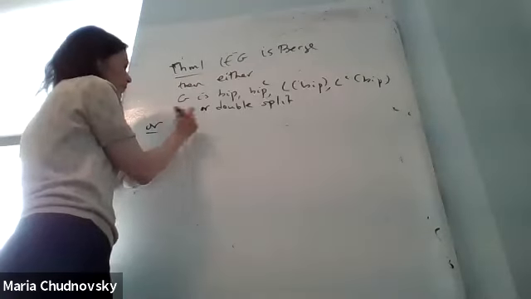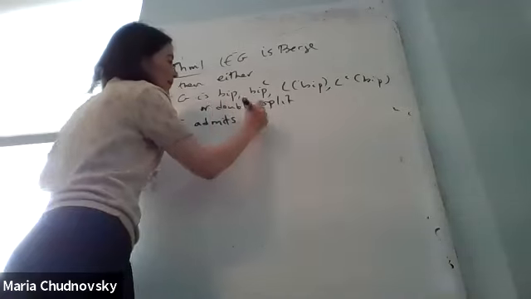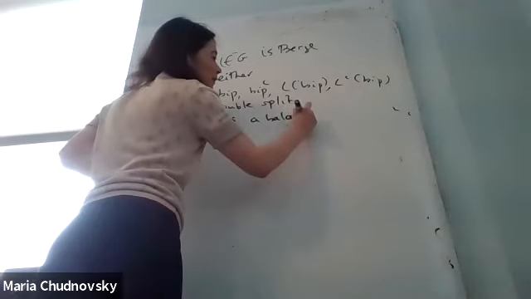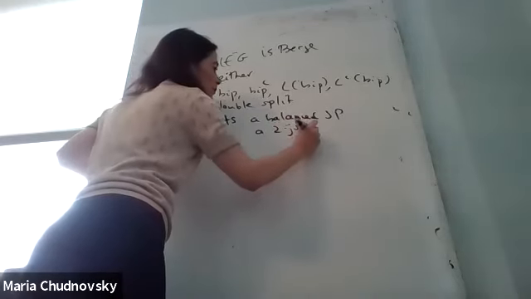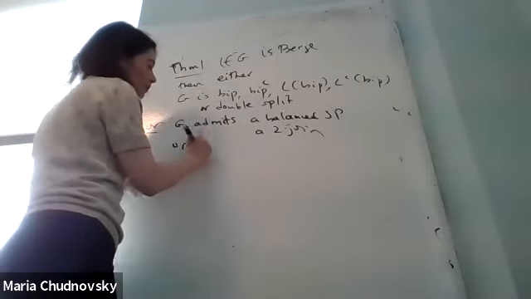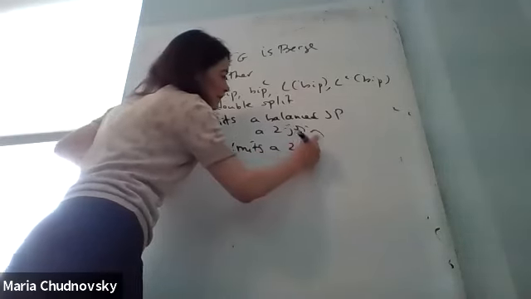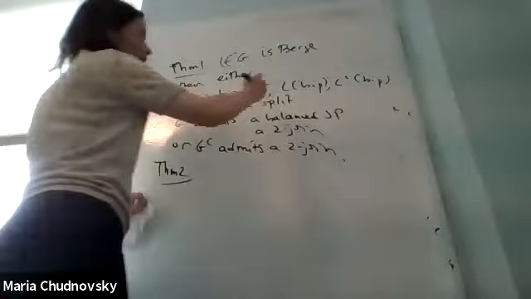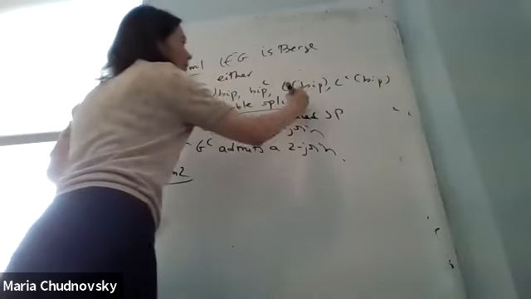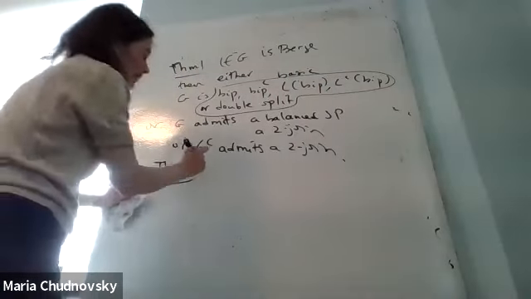Or G admits a balanced skew partition, or G admits a two-join, or G complement does. All right, so that's theorem 1. Those are called basic. Theorem 2 is: basic graphs are perfect.